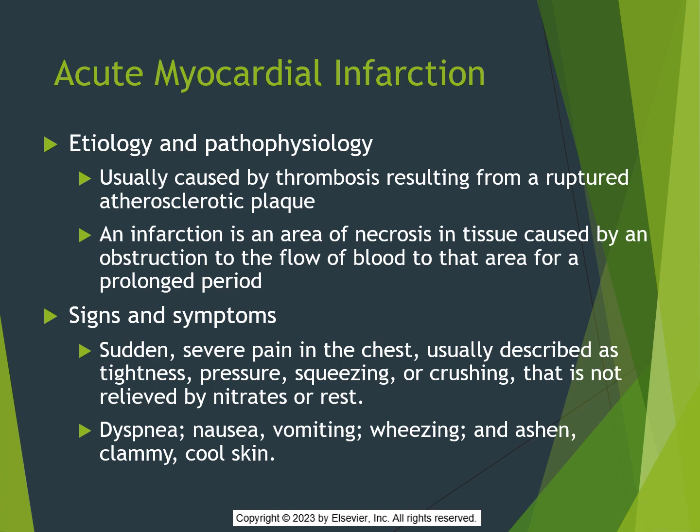Classically, during an MI, there is sudden, severe pain in the chest, typically described as tightness, pressure, squeezing, or crushing. It will not be relieved by nitrates or rest. The patient will also show symptoms of dyspnea, nausea with or without vomiting, wheezing, and ashen, clammy, cool skin. Signs of shock would include pallor, profuse sweating, and anxiety.